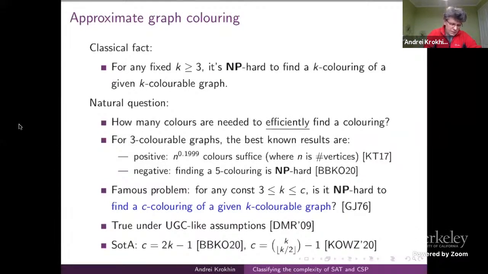And the state of the art is this. Finding a c-coloring of a k-colorable graph is NP hard if c is 2k minus 1. That's again from the same BBKO paper. And this paper by myself, Opršal, Vrochna, and Jeavons proved the same result for this number c. So for very small numbers k, such as 3 and 4, this is better. For I think 5, they give the same number. Starting from 6, the second one is much better. It gives a much stronger result.